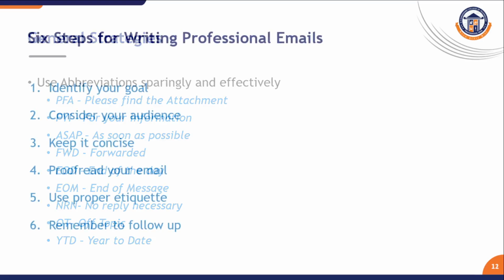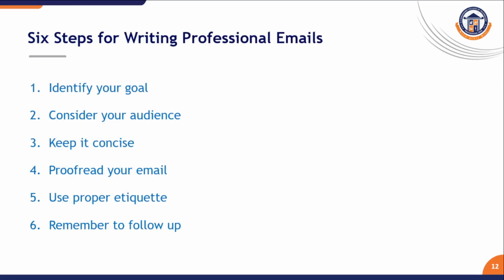I hope that it is very useful for you to follow this drafting and the email etiquette. But you have to follow the golden 6 steps for writing professional emails. 1. Identify your goal. 2. Consider your audience. 3. Keep it concise. 4. Proofread your email. The 4th is a very important step. You should always proofread your email before sending it.